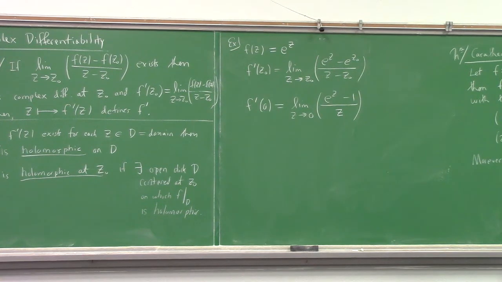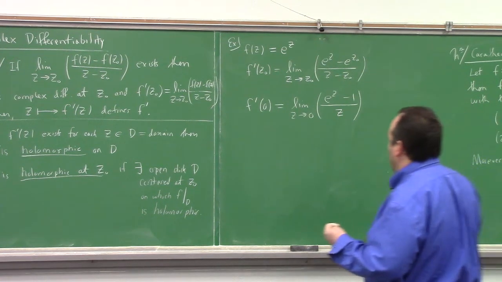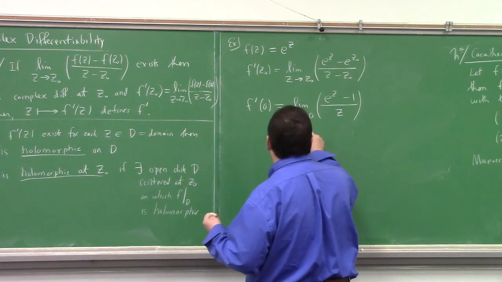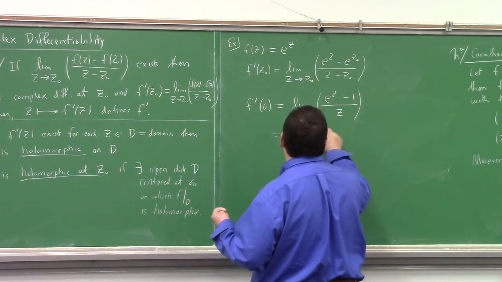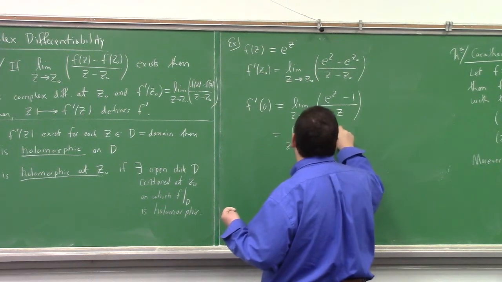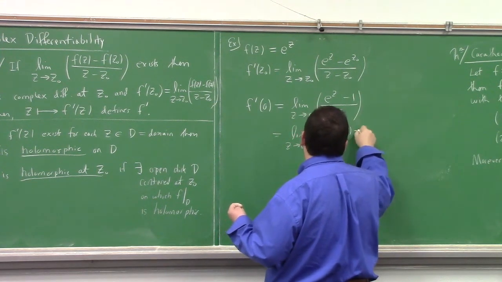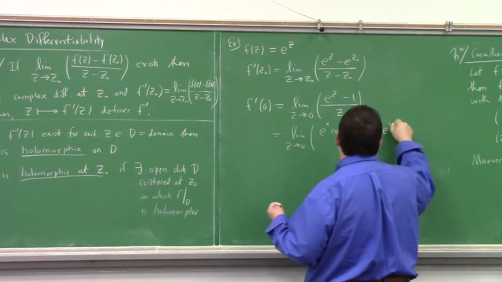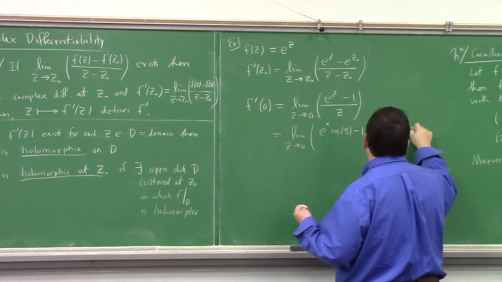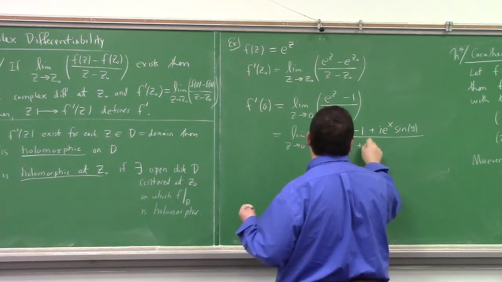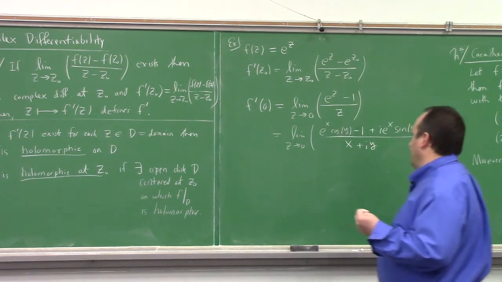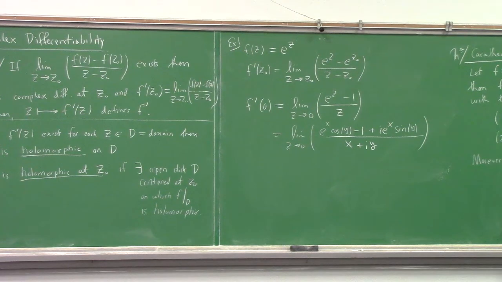So look at it in terms of its real content. I invite you to do that. Try to look at this in real notation. So this would be e to the x cosine y minus 1 plus i e to the x sine y, when you write it out, over x plus iy. Remember, what we're looking at here is a limit of a function on the plane. This is a two-dimensional limit, right? So in order for that limit to exist, all possible path limits also have to agree.